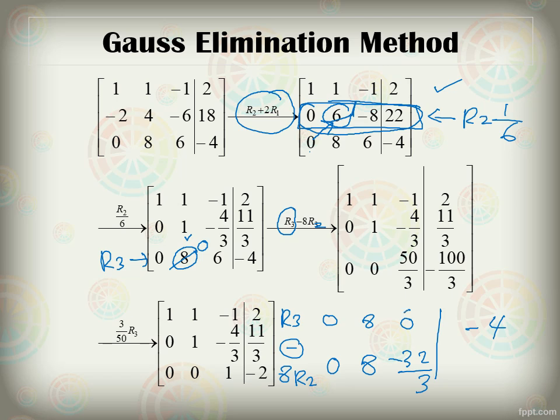Sorry, this is 6. My mistake. Alright, and then 11 times 8 is 88 over 3. Okay, so you minus, this will give you 0, this will give you 0, this will give you 50 over 3, and this will give you 100 over 3. Right? So transfer this to row 3.